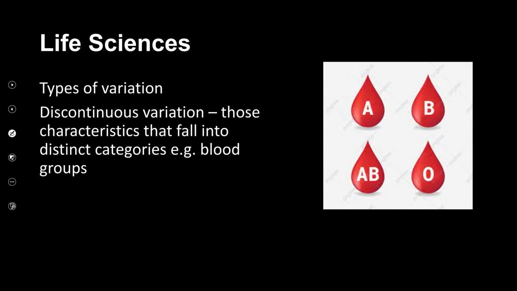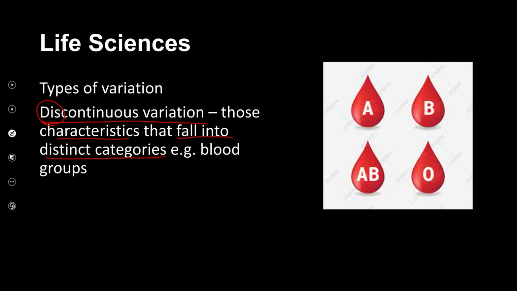Okay, another type of variation is called discontinuous variation. And as soon as we see this first part, discontinuous, that means that it doesn't flow. There is no continuation. So that gives us a hint as to what this type of variation is. And if we have a look at the definition, it's those characteristics that fall into distinct categories. So discontinuous variation is all those characteristics that make us specifically into different categories.